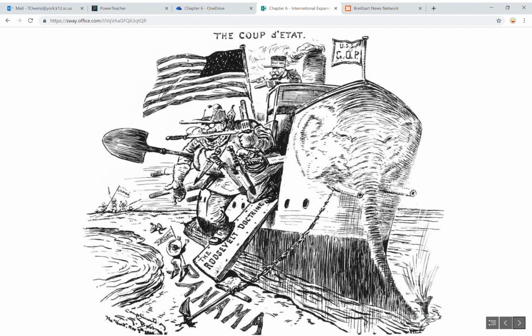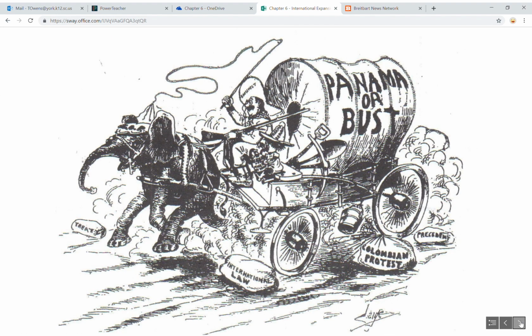This is I think a great one. You've got Panama down here, but look, the Roosevelt Doctrine. He's getting off and he's loaded for bear there. He's got guns, swords, knives, bayonets, and a shovel to dig it. But look too, this is the USS GOP. That's the Republican elephant right there at the front of the ship, and we're going to get it. We're going to do what we have to do to get it.